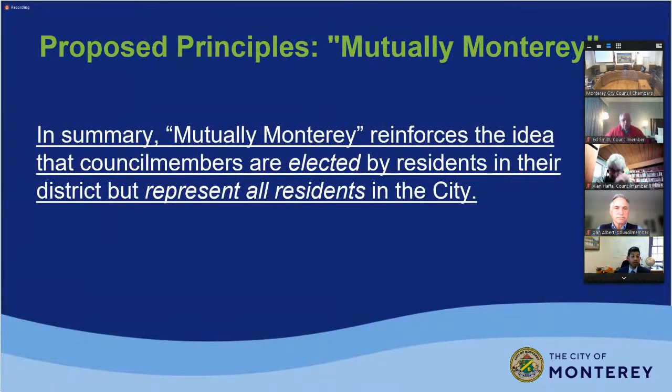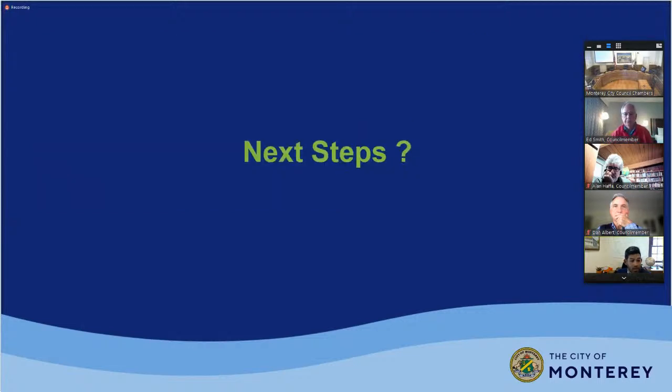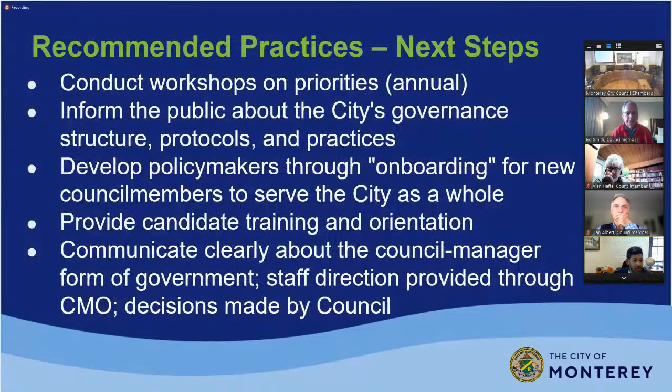And in summary, what Mutually Monterey is reinforcing is the idea that council members are elected by residents in their district, but represent all residents in the city. And we underline this and italicize it because we feel this summarizes the Mutually Monterey best and perhaps, and hopefully, what we've discussed. So what are some of the options for next steps for council to consider as we close out the afternoon or the evening here?